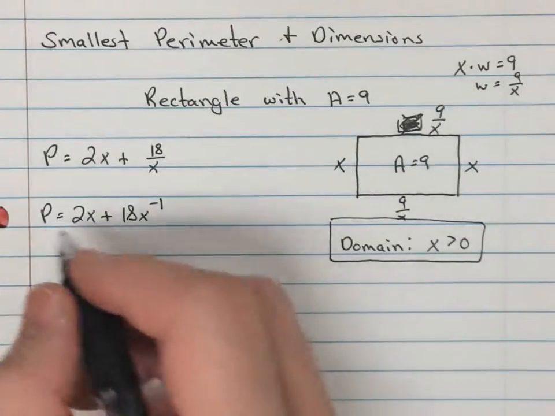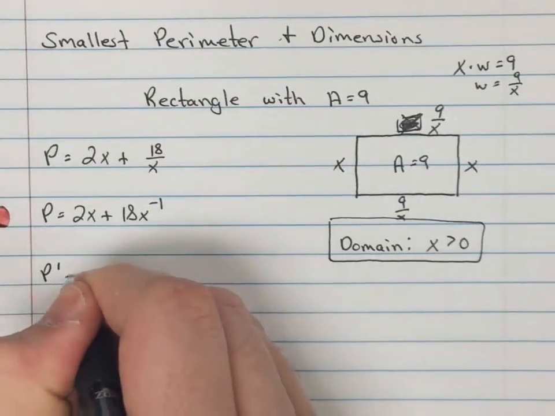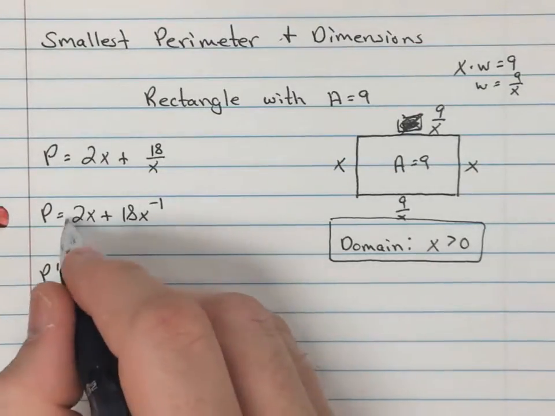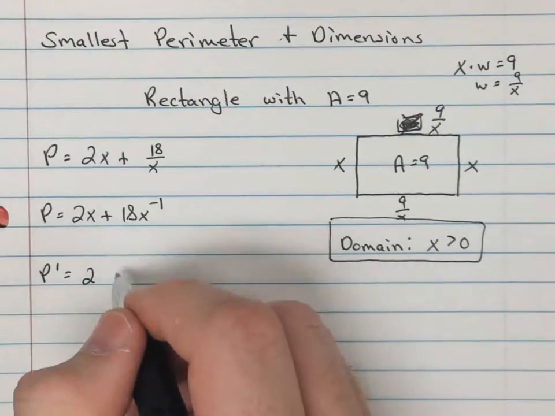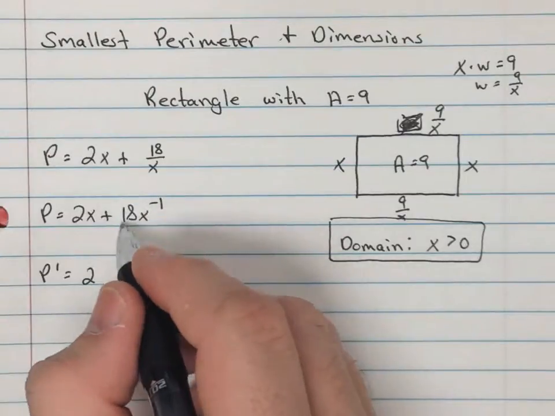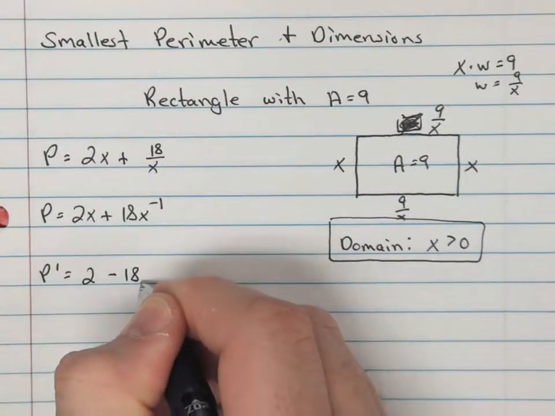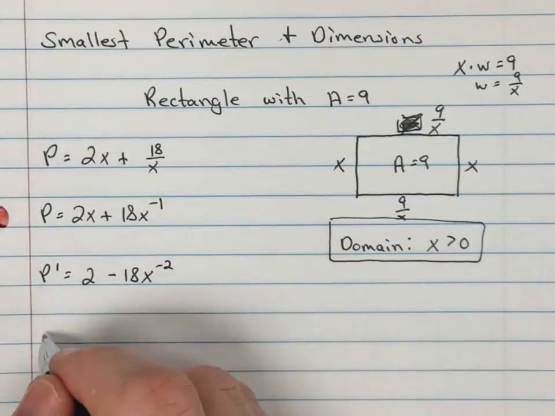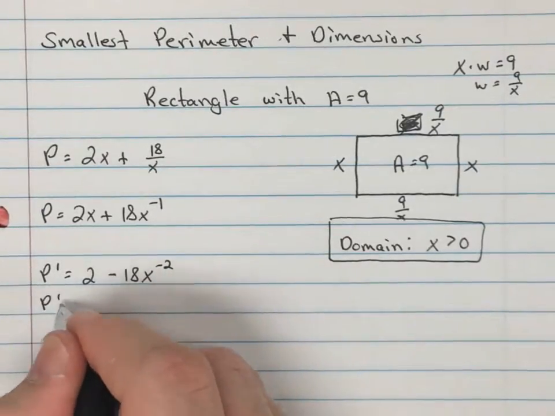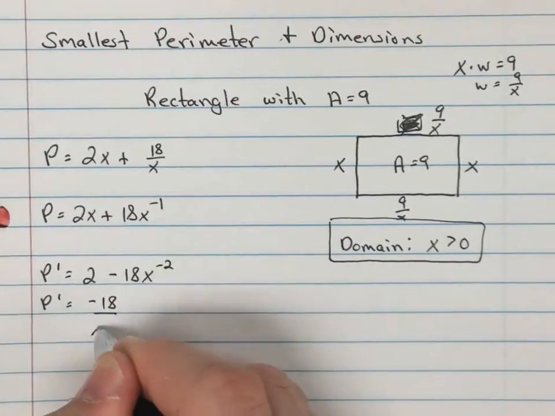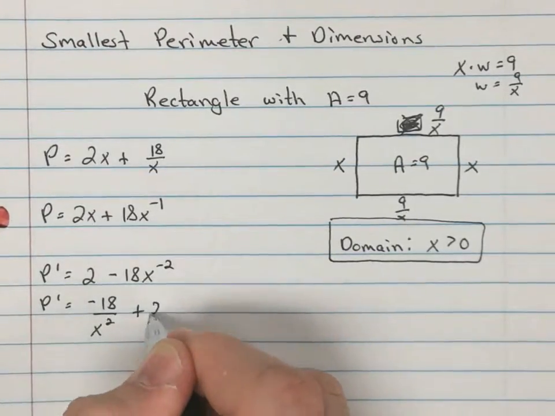So here, back to it. Minimize perimeter. Let's go ahead and find the derivative. Derivative of 2x is 2. The derivative of 18x to the -1, bring the -1 down front and multiply, is -18x to the -2. We're going to rewrite that as, let's put this stuff first, -18 over x squared plus 2.